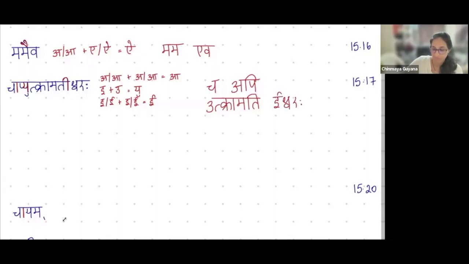So here, ca api utkramati īśvaraḥ. You have to break it as you go along because one goes with the first word, one goes with the second word, and they all kind of fix together. Hmm? How was this one? Easy? Okay, good.